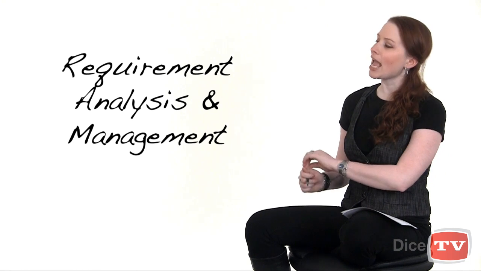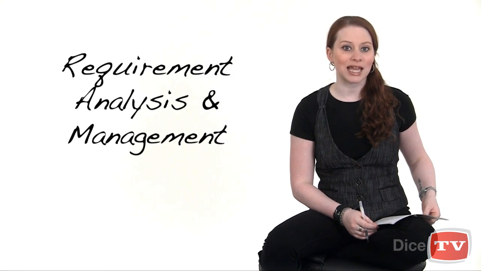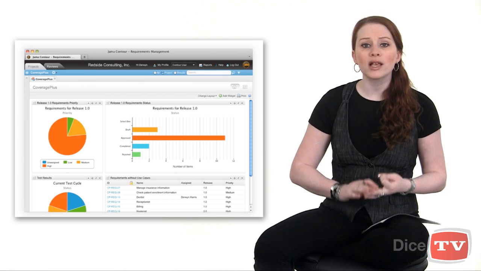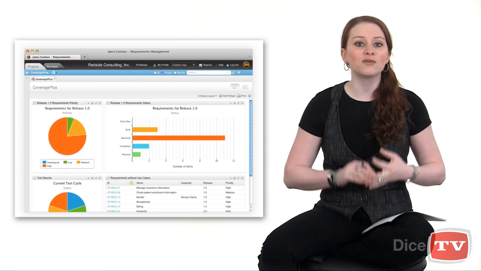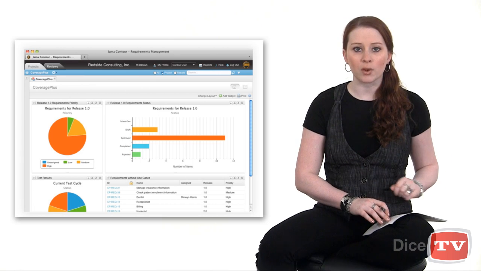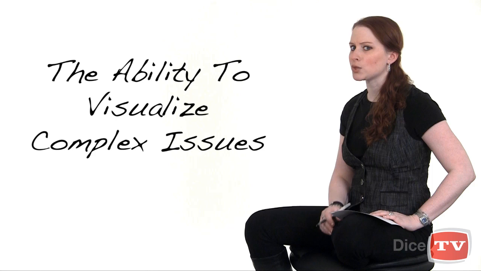Requirement analysis and management. This skill is not always associated with architects, but the truth is it's critical to all architecture tasks. There are tools, techniques, and processes associated with effective requirements management that every architect ought to become familiar with.